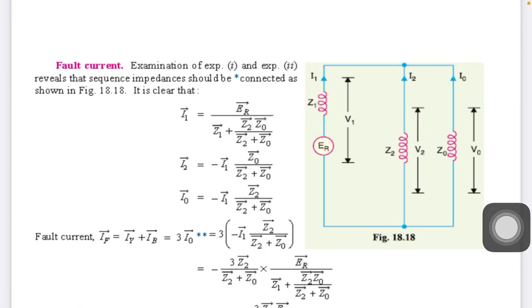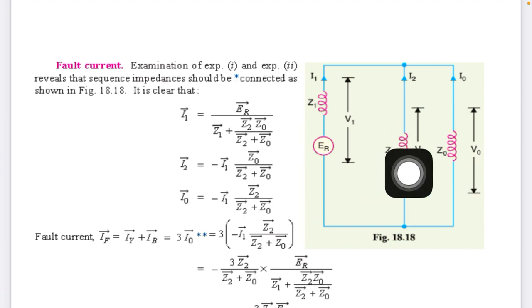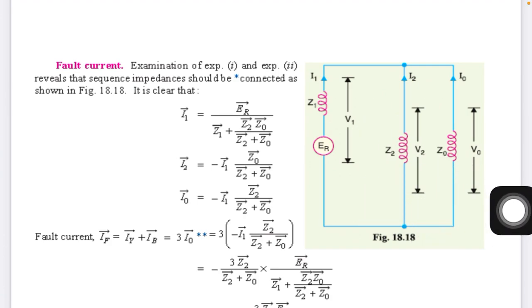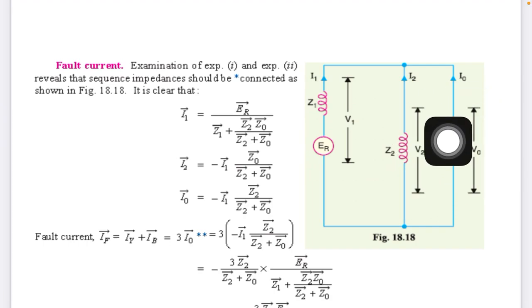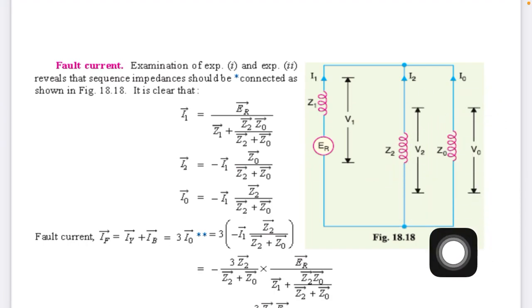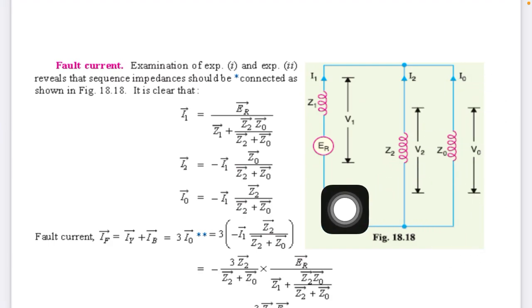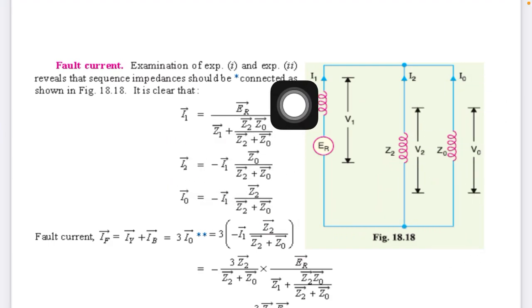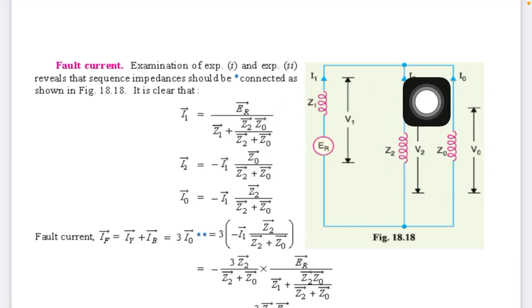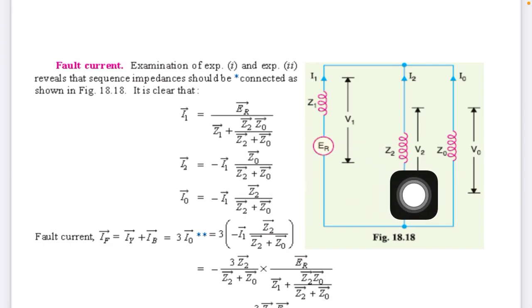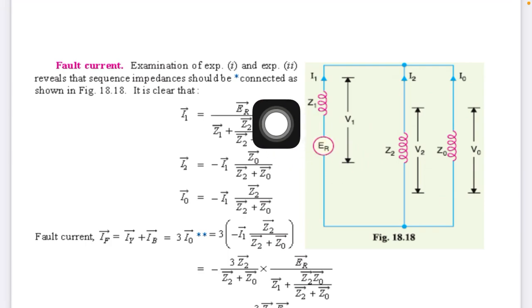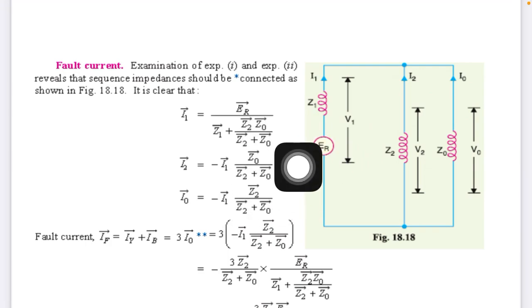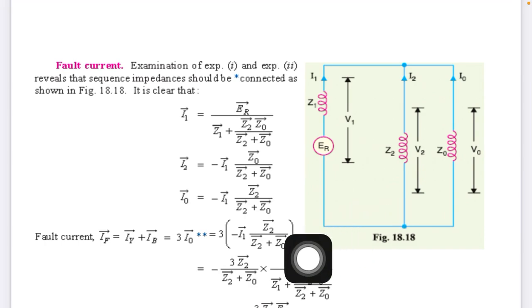The circuit is a little bit changed. The sequence networks Z2 and Z0 are connected in parallel. If we do the parallel, then Z2 into Z0 divided by Z2 plus Z0 is the resultant of that. So we can say I1 is equal to ER divided by Z1 plus the parallel of Z2 into Z0 divided by Z2 plus Z0. I2 is equal to minus of I1 into Z0 divided by Z2 plus Z0.